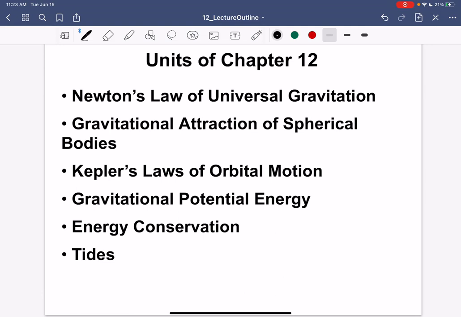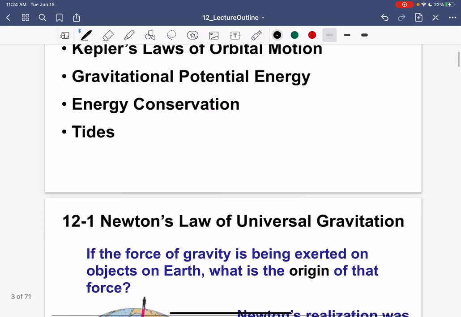We will study Newton's law of universal gravitation. We will study the gravitational attraction when we have spherical bodies. We are going to also verify Kepler's laws of orbital motion, first and second and third. We will see how we are going to modify the gravitational potential energy function. And finally, we will work with energy conservation and talk a little bit about tides.